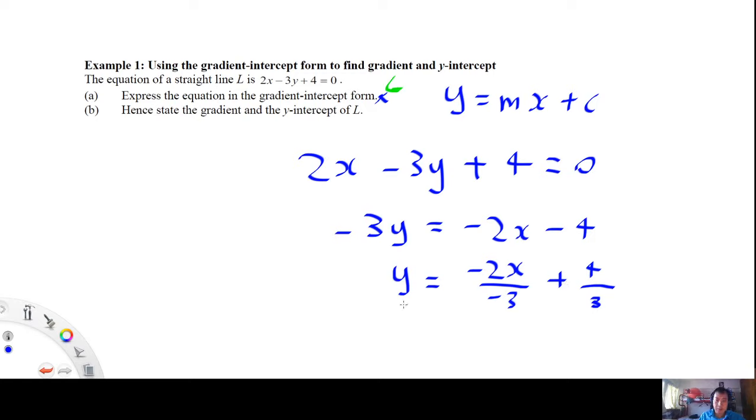Some of these you can do yourself later. But to answer this question, the answer for the first question, hence state the gradient and y-intercept. Actually, when I answer the first, I kind of answer the second. This number here is the gradient. So this is m, the gradient, and over here is c. So that's for the first question.